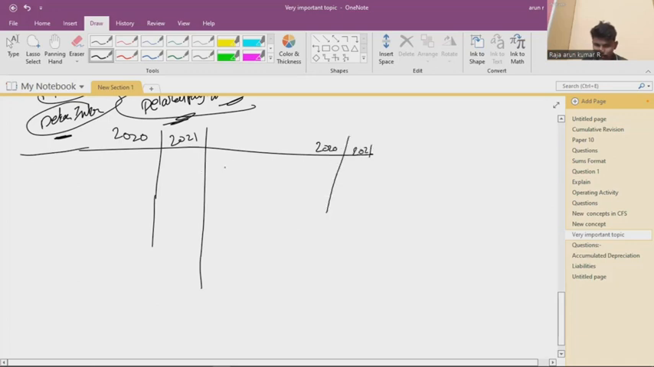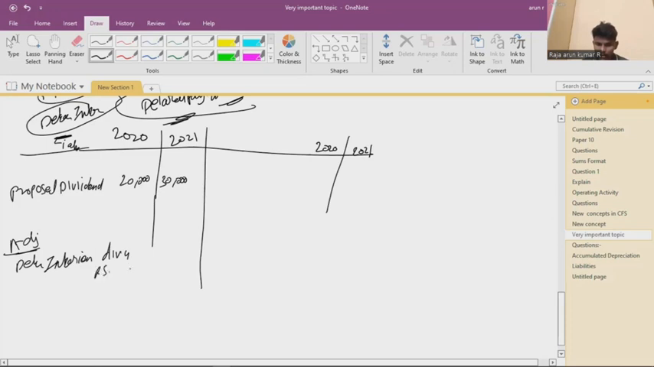Okay, proposed dividend. On the liability side, they give proposed dividend, rupees 20,000 for one year and 30,000 for the other year. This is the liability side as given. In the adjustments they give declared interim dividend rupees 10,000.